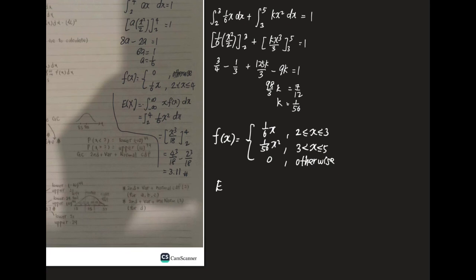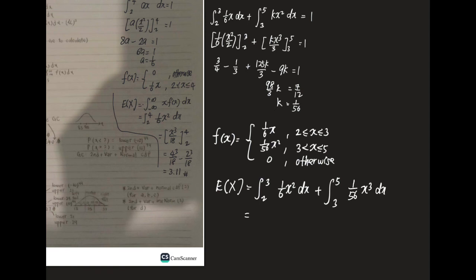Now you see how I find the mean. The formula is still the same: integrate from negative infinity to infinity x f(x) dx. The same formula, but how to do it if there are two functions? We have to integrate from 2 to 3, take x to multiply with the first function, x multiplied by 1 over 6 x squared. Then you plus the integral from 3 to 5, and you take x to multiply with this function, 1 over 56 x cubed.